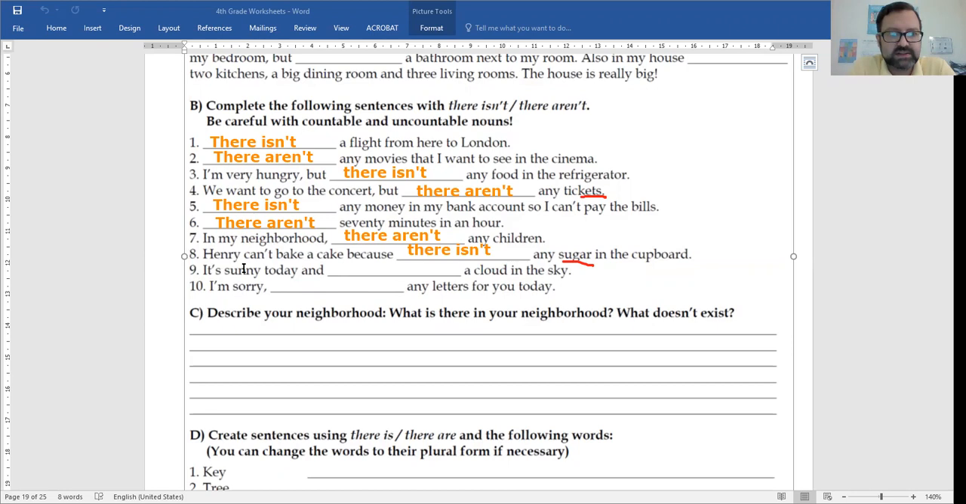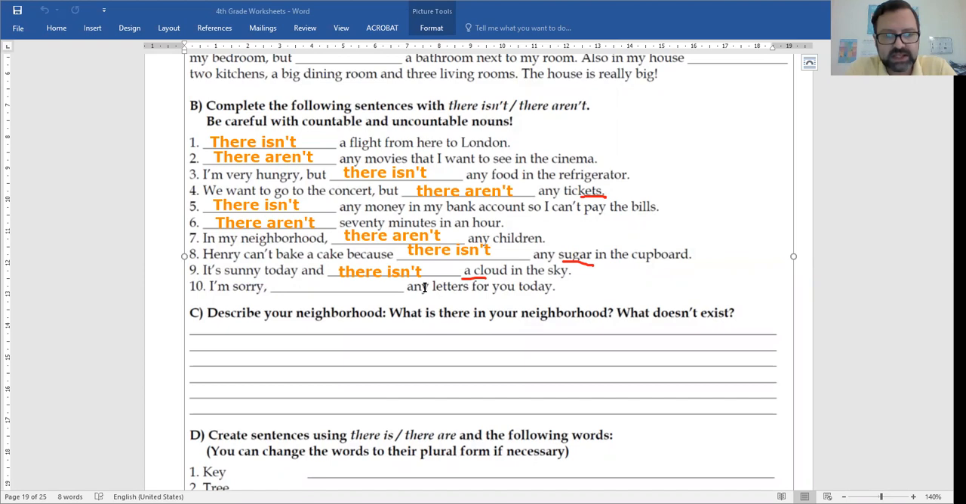Number 9, it's sunny today and blank a cloud in the sky. Let's look at the word here. Okay, this tells me we're talking about one cloud. And there isn't a cloud in the sky. Sounds very hot.